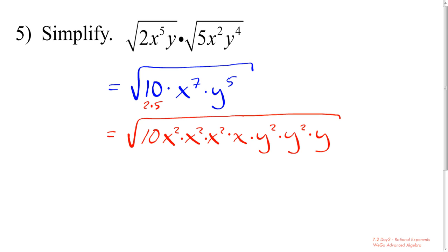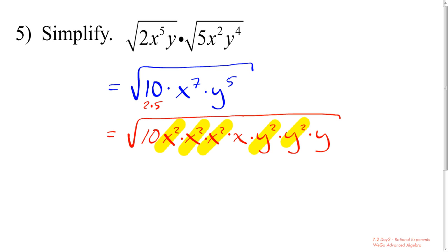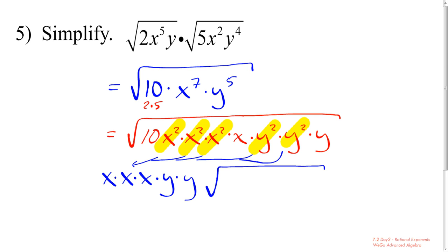So anyway, anybody with, let's see, let's go through and highlight this time. They're going to get out, they're going to get out, they're going to get out. And everybody else, they're all going to be written as singles on the outside. So that's going to become x times x times x times y times y. Everybody here gets a ticket out, and everybody else stays in the radical. So I get x to the third, y squared, square root of 10x times y.